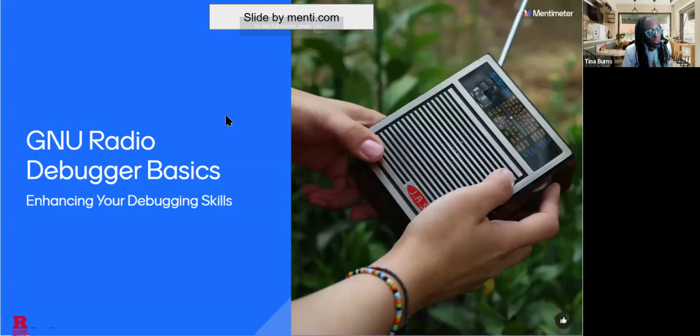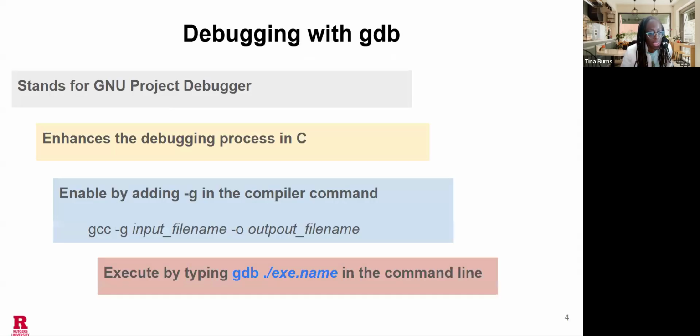All right, so let's go over some basics. GDB stands for the GNU Project Debugger. And we use it because it really helps us as we go through this debugging process in C.